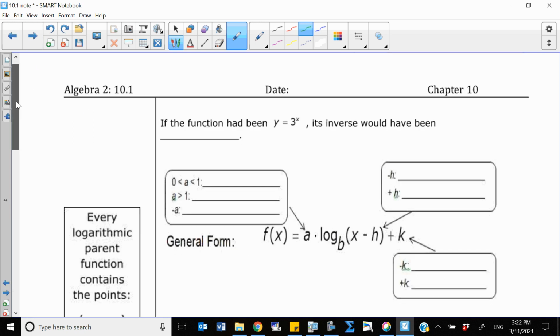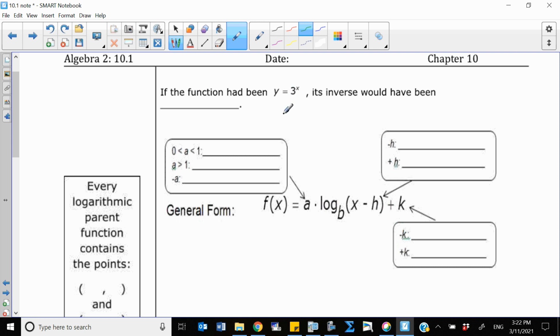Now, if you have an exponential function like y equal to 3 to the power of x, inverse of this function will be y equal to log base 3 of x. So you see, I change this to log. The base is the same thing that I have for the exponential function.